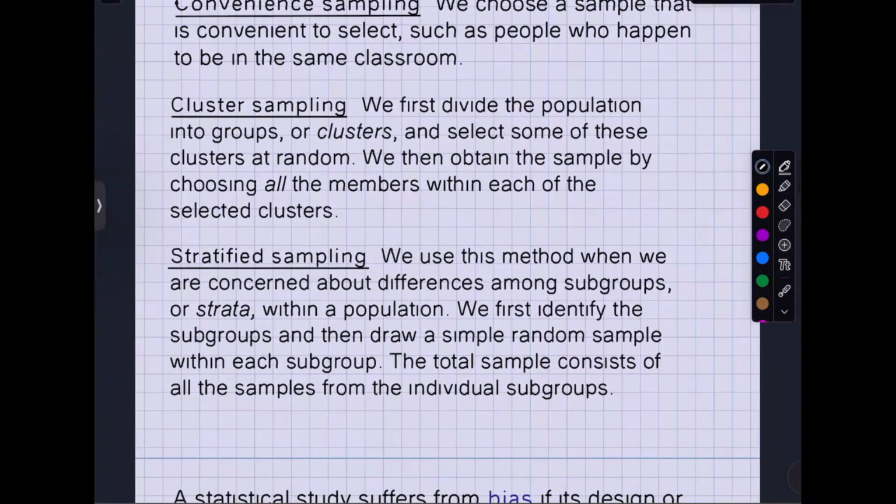Cluster. We first divide the population into groups or clusters and select some of these clusters at random. We then obtain samples by choosing all the members within each of the selected clusters. Now, I would say that happens quite a bit. And then stratified. We use this method when we are concerned about differences among subgroups or strata within the population. We first identify the subgroups, then draw a simple random sample within each of those subgroups.